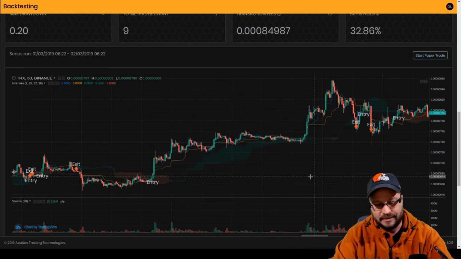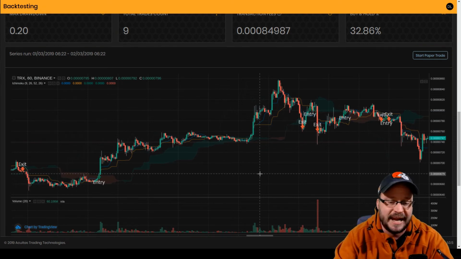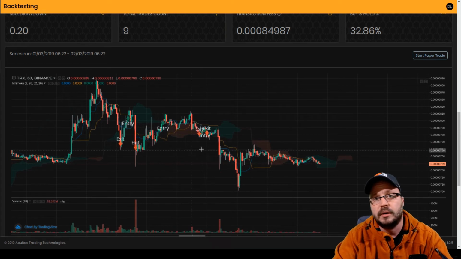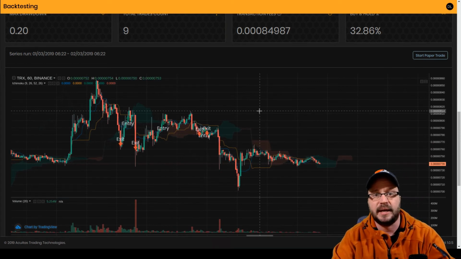So, I don't want to get too much into the strategy part of it, but it's designed to be more of a patient kind of a thing, right? But that's the way a Kumo breakout looks. So the next one we're going to look at is the Senku Span Cross.